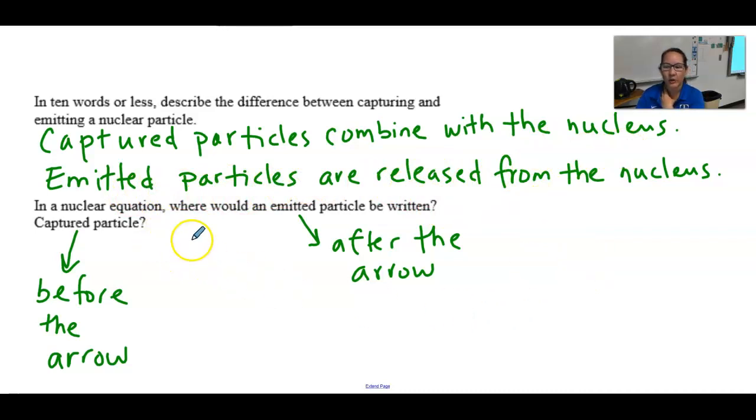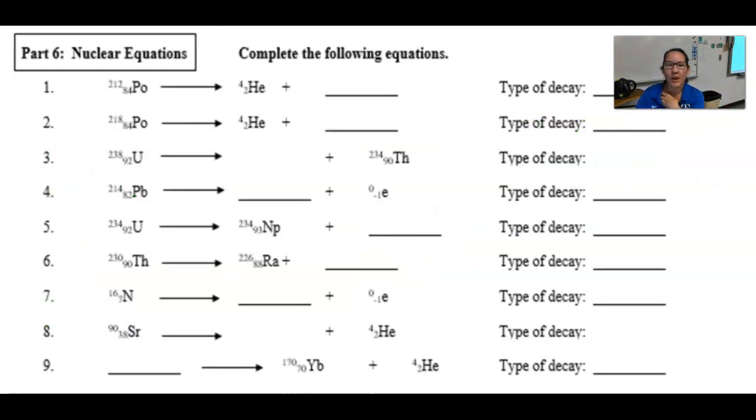And in a nuclear equation, where would an emitted particle be written, or a captured particle? If it's captured, it's going to be before the arrow, and if it's emitted, it would be after the arrow. So now you have some practice on alpha and beta decay on Canvas.